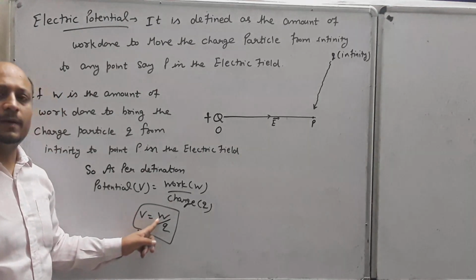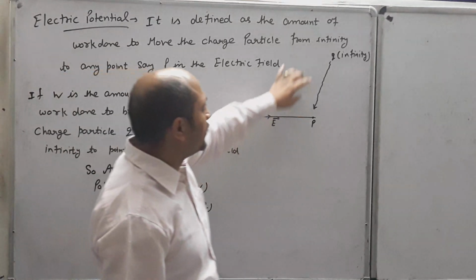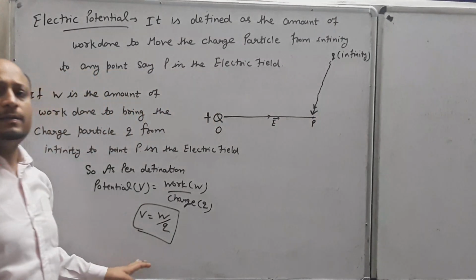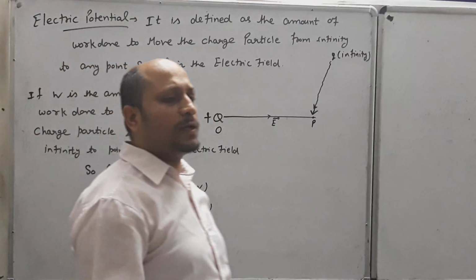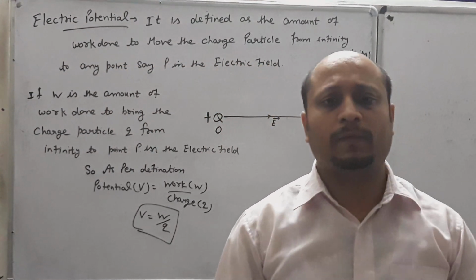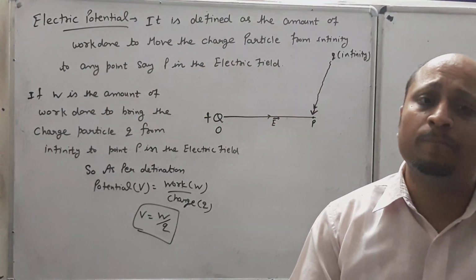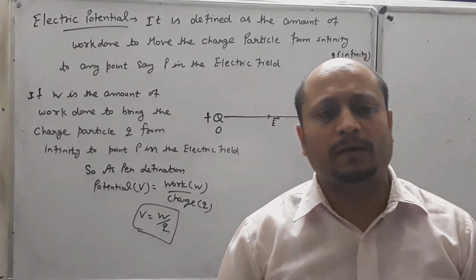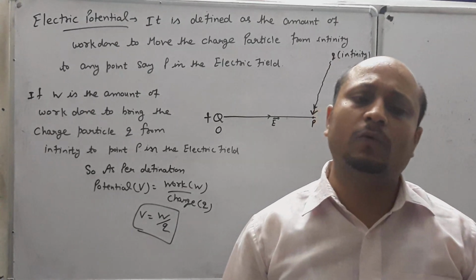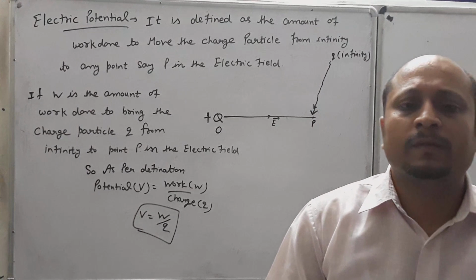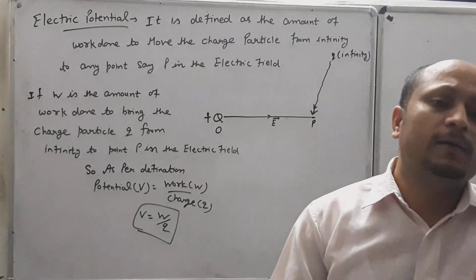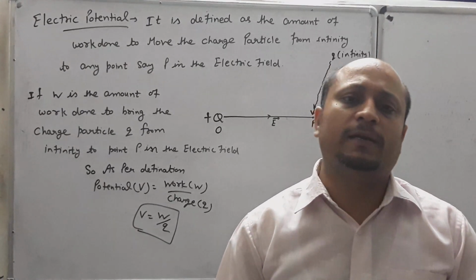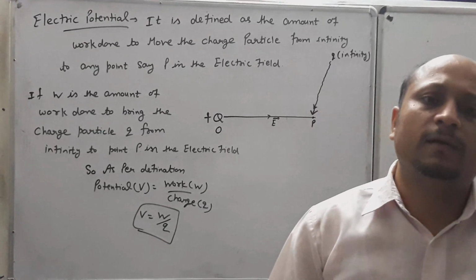कितना वर्क हमें करना पड़ेगा किसी भी चार्ज पार्टिकल को इंफिनिटी से इस पॉइंट P पे लाने के लिए. मान लेते हैं कि W वर्क करना पड़ा, तो द पोटेंशियल इज W अपॉन Q. Again, I am repeating, what is electric potential? It is the amount of work done to move the charge particle Q from infinity to point P in the electric field. कितना work हमें करना पड़ेगा किसी भी charge particle Q को infinity से उस point पे ले जाने के लिए जो point electric field के अंदर present है.